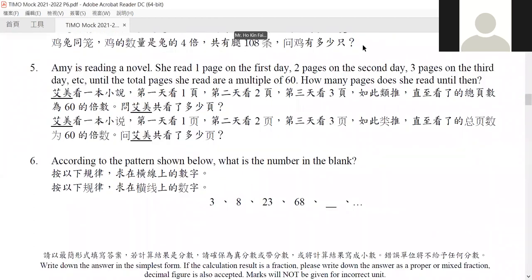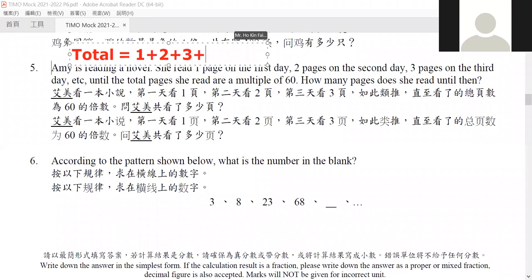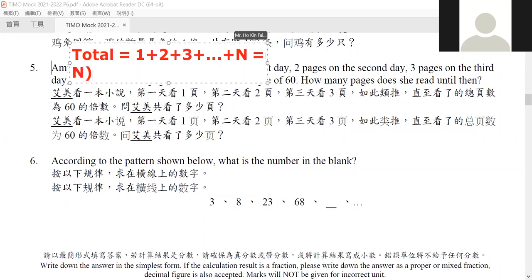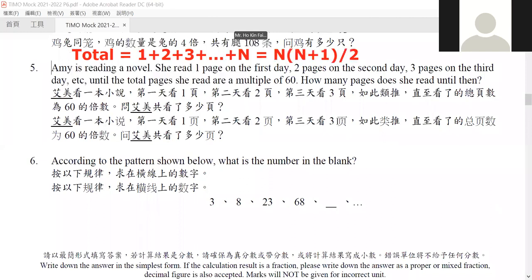You just write down the total pages, because what is the meaning of the total pages? Now the total will be equal to 1, 2, 3 up until some number n. Based on Gauss's formula, 1 plus 2 plus 3 up until n will be equal to n times n plus 1 divided by 2. But then we know that this must be a multiple of 60.